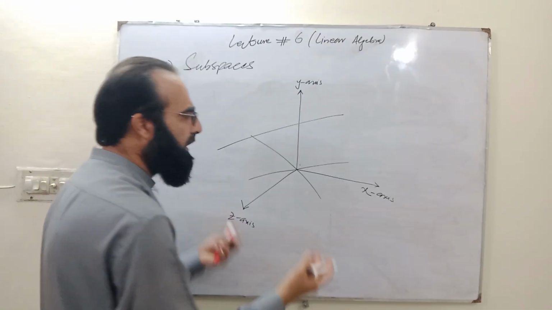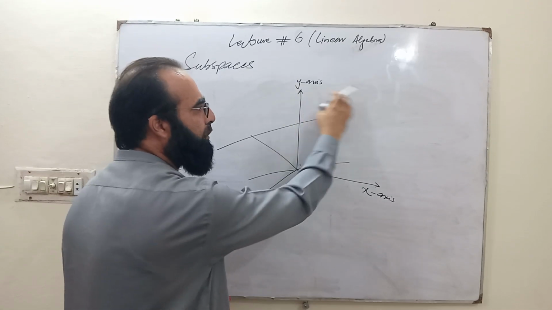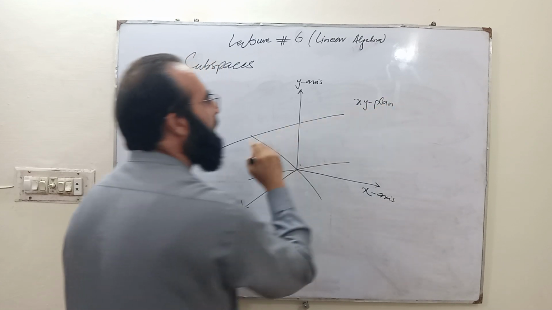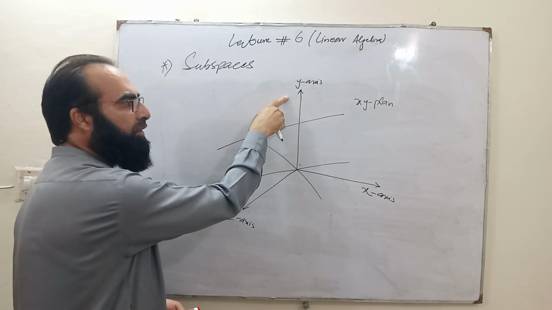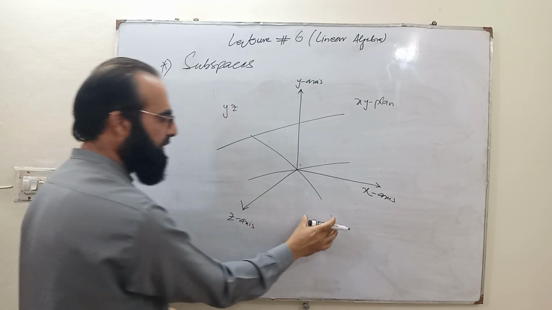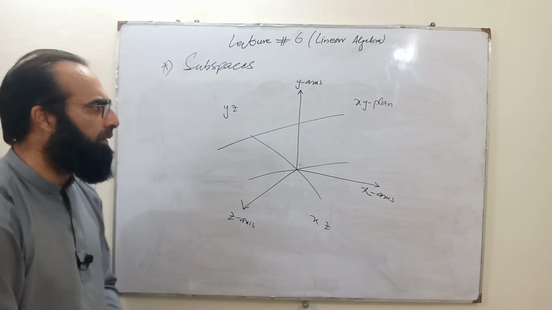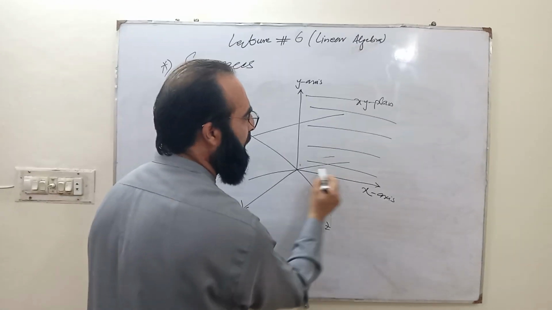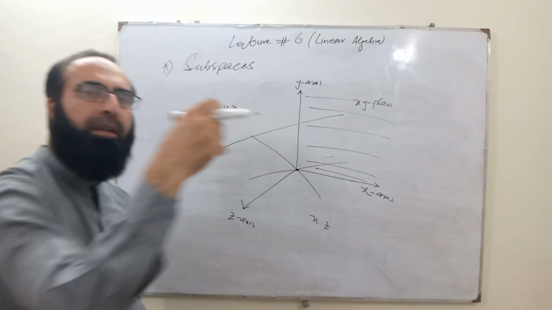Now look at the xyz space. Since this one is our x-axis and this one is our y-axis, this whole region will be our xy plane. Similarly, since this one is our y-axis and this one is our z-axis, this one will be the yz plane, and similarly this one will be our xz plane. Now look at the planes. Look at this whole xy plane. Since this whole xy plane passes through the origin, this xy plane contains the origin.